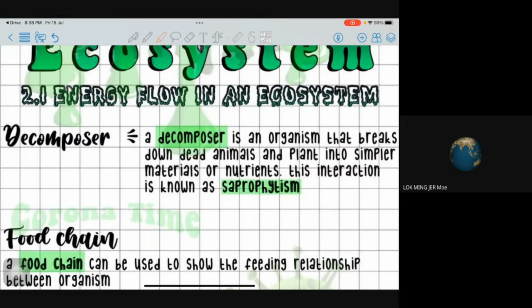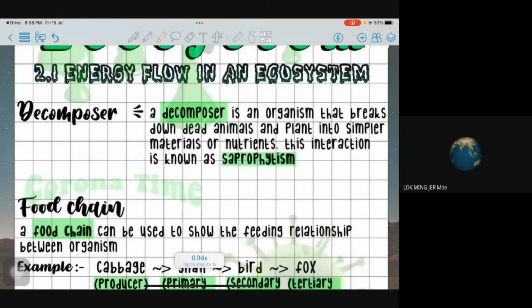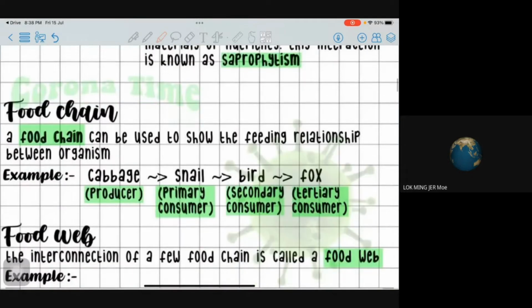Dead body. A decomposer is an organism that breaks down dead animals and plants into simpler materials or nutrients. This reaction we call saprophytism. This one is normally fungi, something like that. Bacteria, fungi, yeah, bacteria eating the things that are already dead.